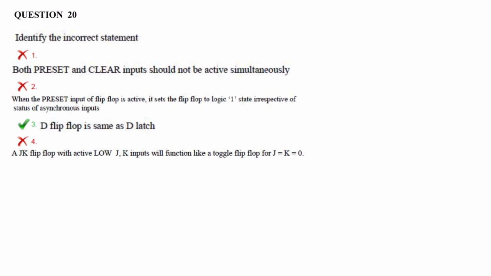Next question. Identify the incorrect statement. Both preset and clear inputs should not be active simultaneously. So this statement is correct. Both the preset and clear inputs should not be active simultaneously. In the question they asked to identify the incorrect statement, so statement A is correct.